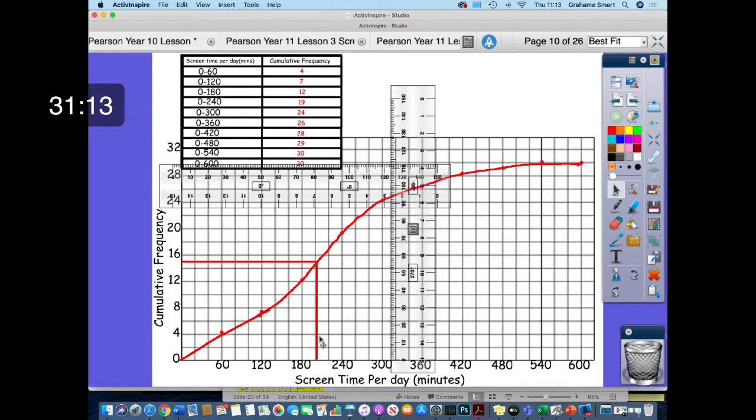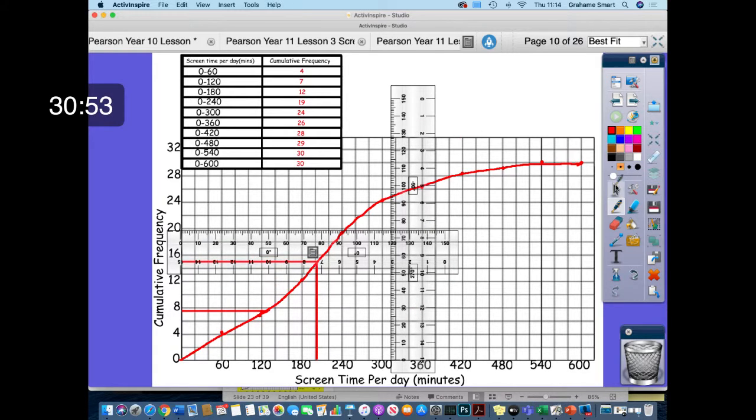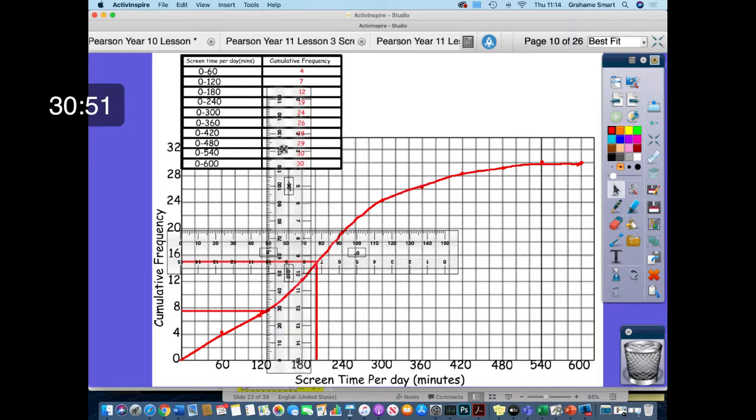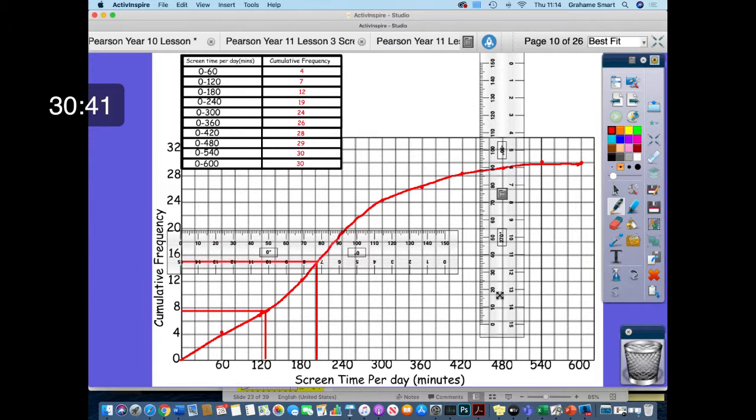And likewise, if I was going to do the same for the lower quartile, I'd take a quarter of 30, and a quarter of 30 would be 7.5. So I've got 7.5 here. Okay, and again in red, I'd go along to where it meets, and then I'd go down. I'll try to go down with this ruler quickly. And you can see that's roughly where it's going to cut the screen time. So I'd say 125 minutes as an estimate for the lower quartile.